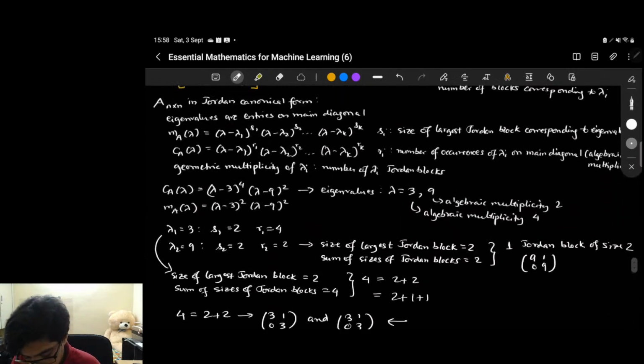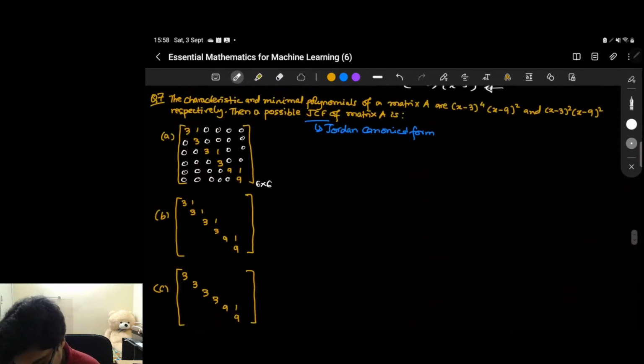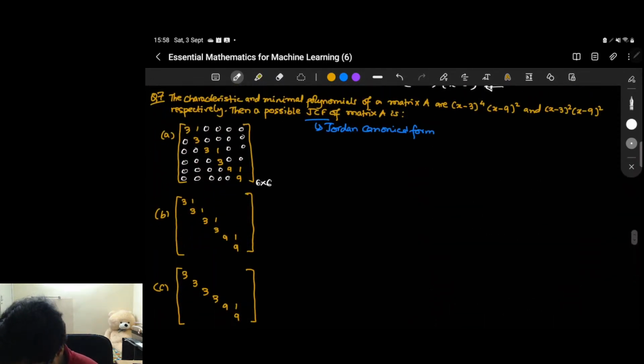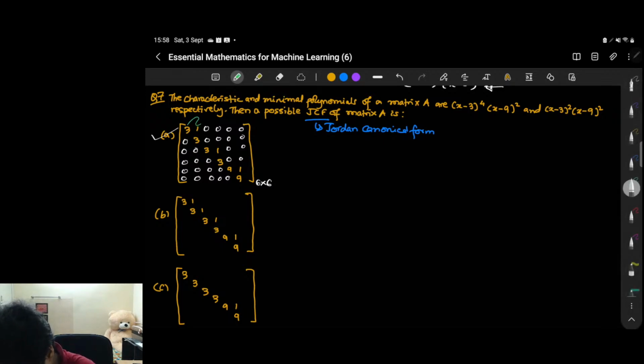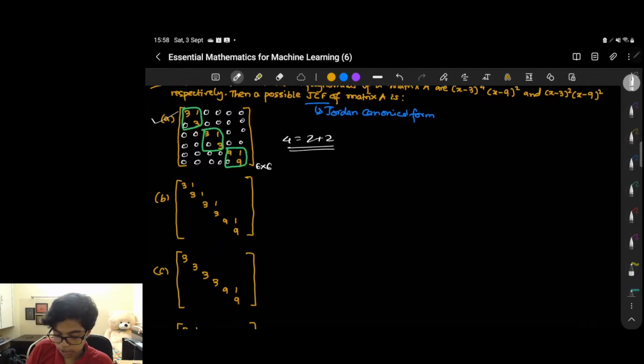So if we look at our options, in this case option A would be the correct one. So option A is correct. This is using the following Jordan blocks: it is using [3 1; 0 3], this, and this. So this is that 4 equal to 2 plus 2 combination that is being used in this option.